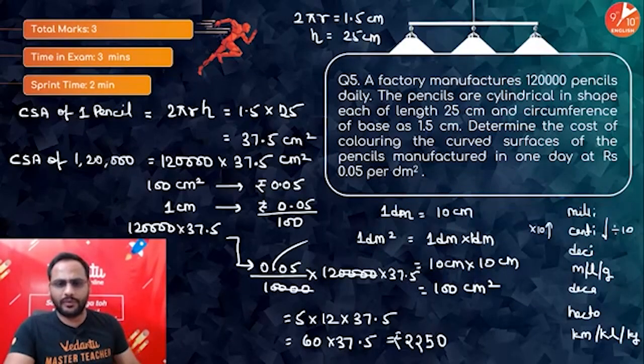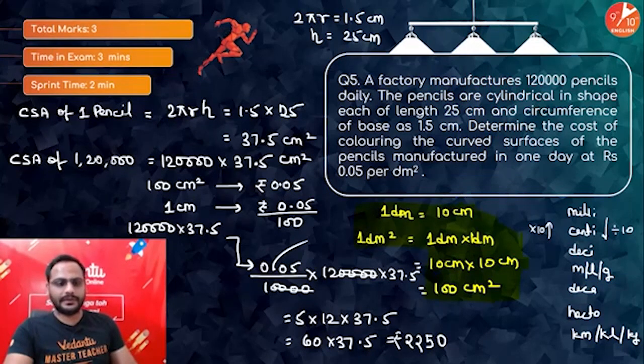Okay, it was only calculation, otherwise there is nothing conceptual. There was one small concept regarding the conversion, and that I have taught you here. I will just highlight this part so that you know how we got that 1 decimeter square is equal to 100 centimeter square. So practice these conversions. All right. Clear, beta?